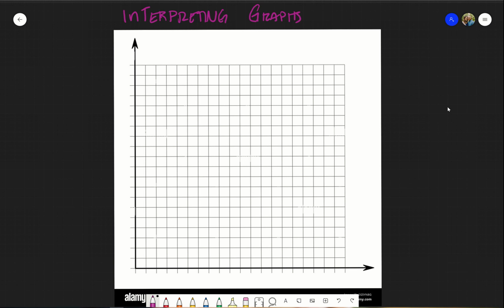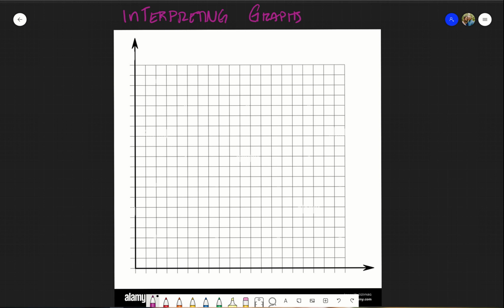Hello, children. Today is a little bit of a unique lesson. Today we're talking about interpreting graphs and understanding how graphs work, the stories they can tell, and how you can tell stories through graphing. So, remember, on a graph there are two lines that cross each other.